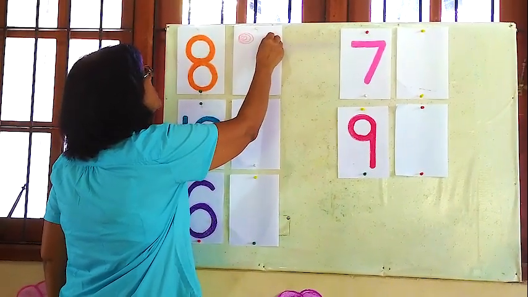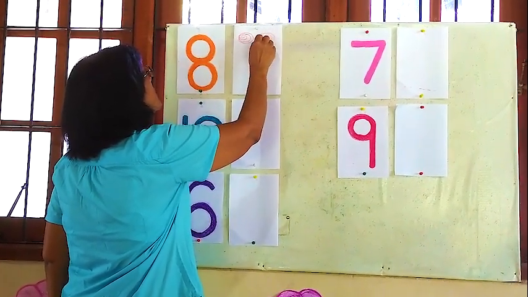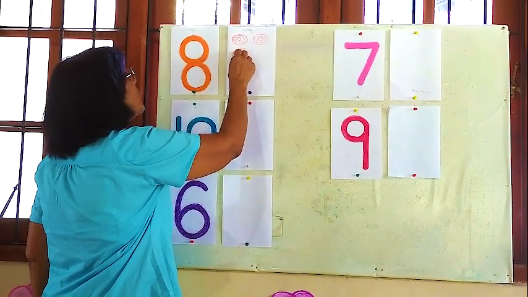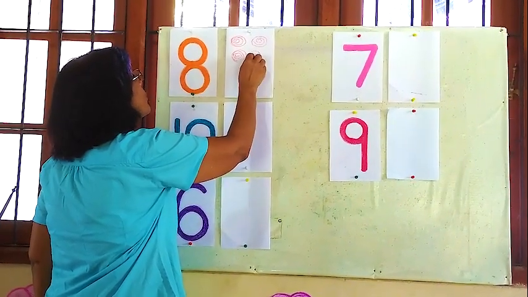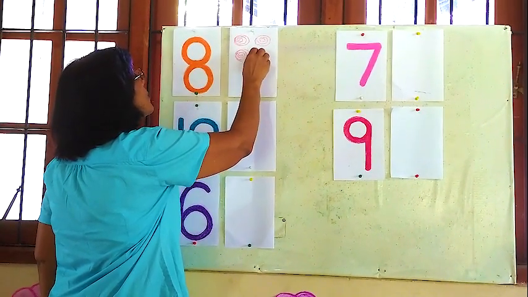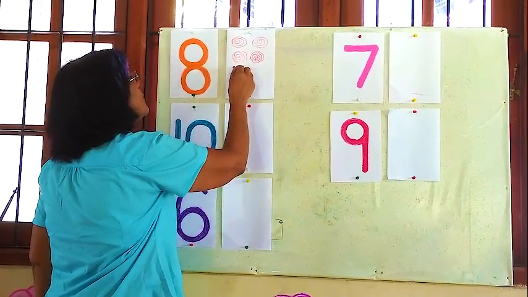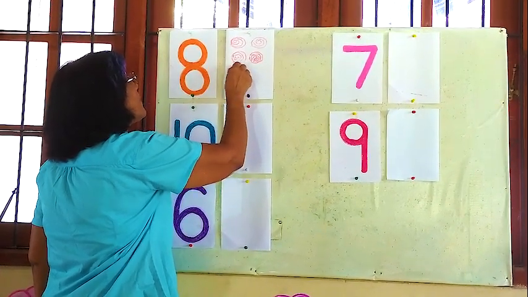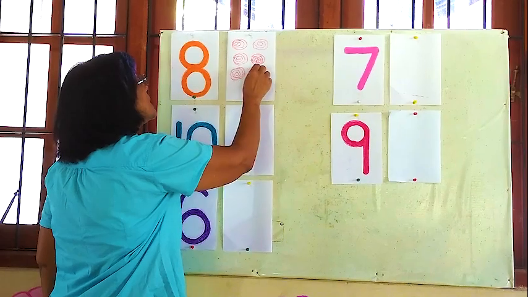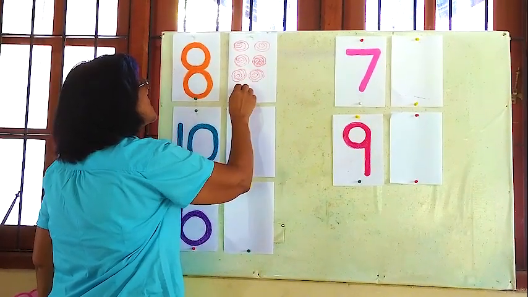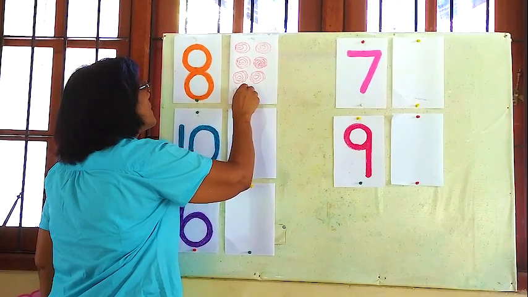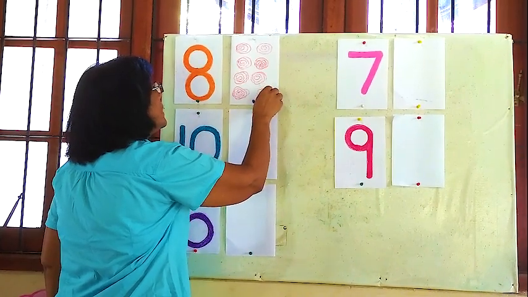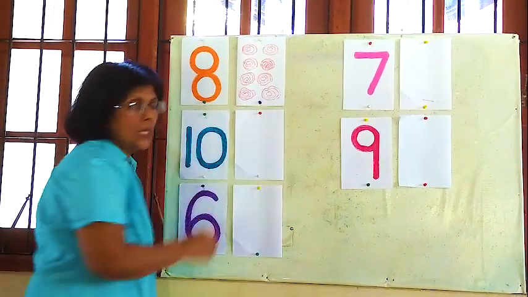Now here 1, 2, 3, 4, 5, 6, 7, 8. Now we count and see how many roses are here.